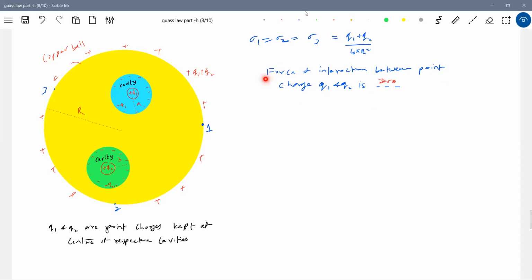Fundamentally, there is no interaction between the cavities, because this will act like an electrostatic shield for this. If I remove this charge here, then what about the field strength at this point? It will be 0. I'll increase the charge. What about the field strength here? The net field will be 0. If I remove this point charge, what about the field? The net field inside the cavity must be 0, because it acts like an electrostatic shield.